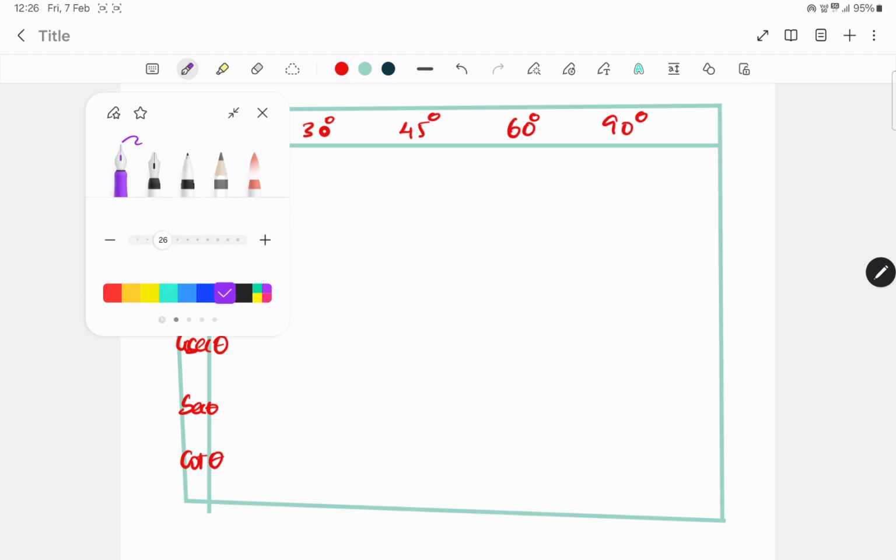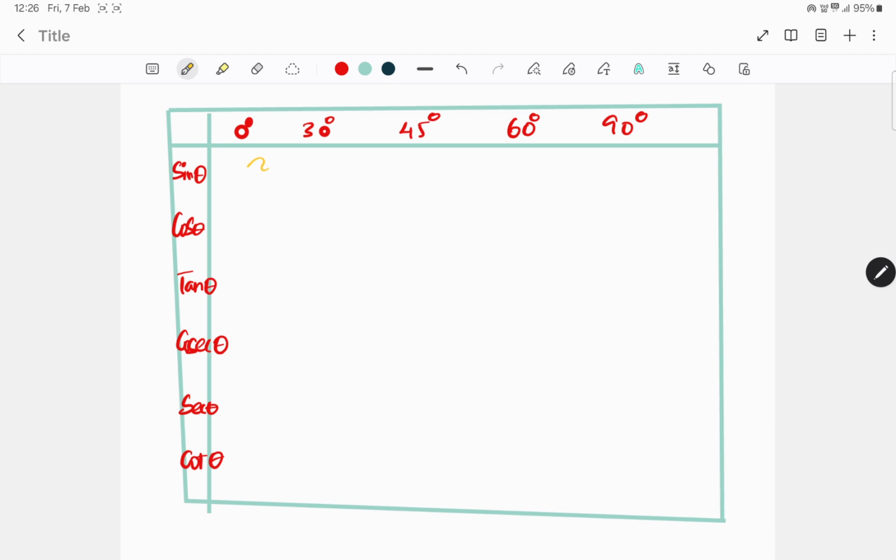Now let me write each value here. We found sin theta is what? 0. Sin 30 degree is 1 by 2. Sin 45 degree is 1 by root 2. This is root 3 by 2. This is 1. For cos theta, just write the sine values in reverse order: 1, root 3 by 2, 1 by root 2, 1 by 2, 0. Now it gets easier to remember.